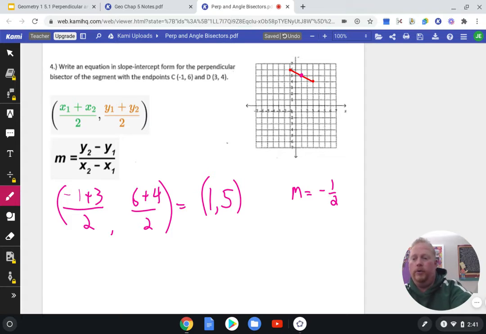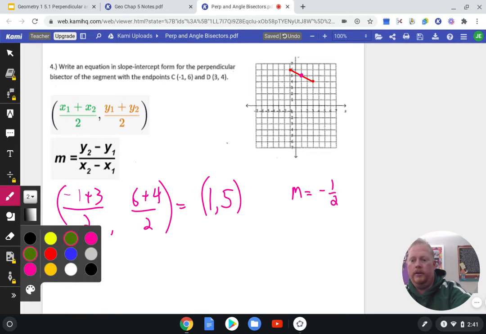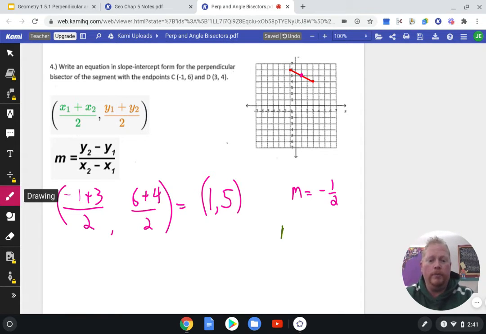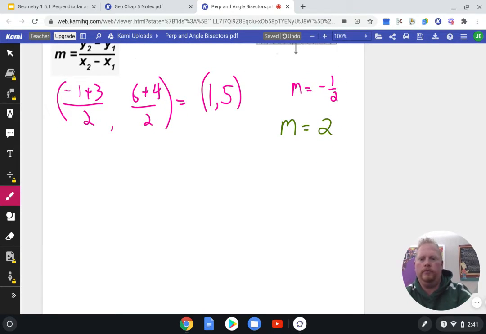So for my new slope, let's get a new color. My new slope, I'm going to flip it, turn it into a 2, and flip it from a negative to a positive. So my new slope is +2. So I'm going to take the point 1, 5 and the slope of 2, and I'm going to make the equation. So just for kicks, I'm going to use the point-slope form.